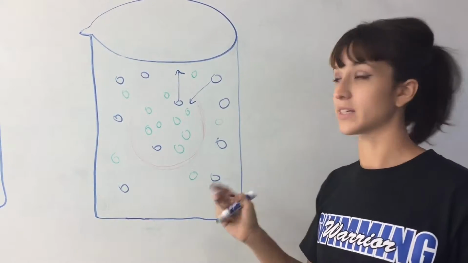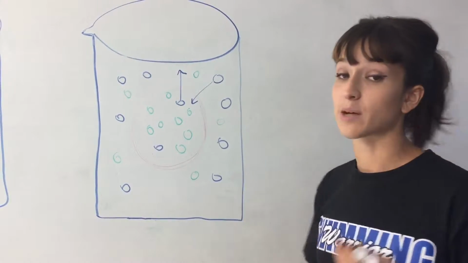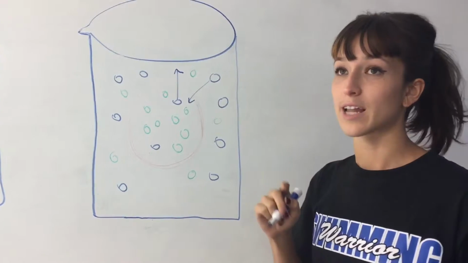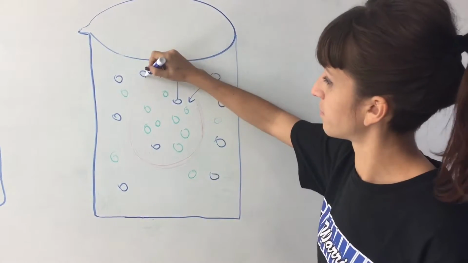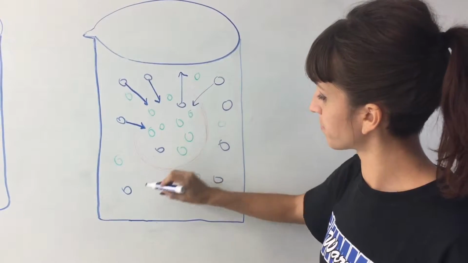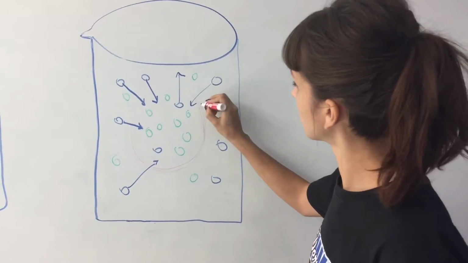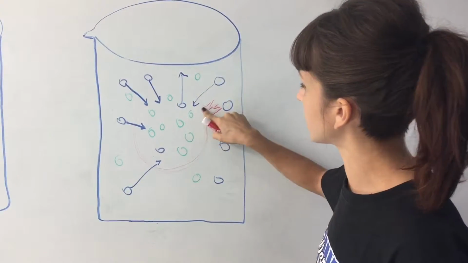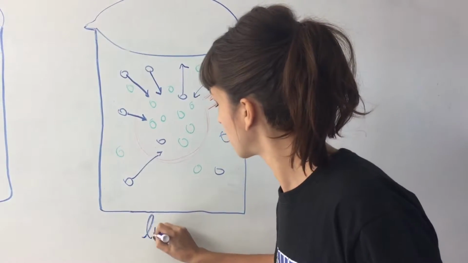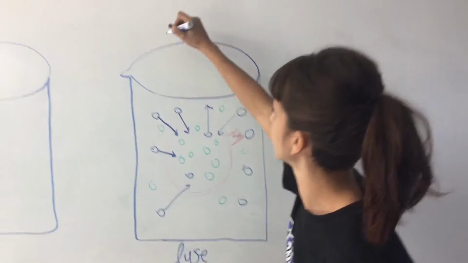But over time, since there are more solutes inside of the cell, it wants to establish equilibrium with its surroundings. So there's going to be an overall net movement of more water into the cell. And over time, with enough water, the cell will eventually lyse, which is basically popping. So here we have lyse. And this is a hypotonic solution.